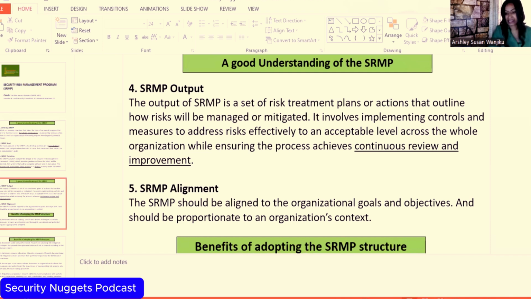I have highlighted continuous review and improvement, because when you develop the security risk management program, it is not a one-off project. You don't just do it once and that's it. The goal here is to set it up and have it going.